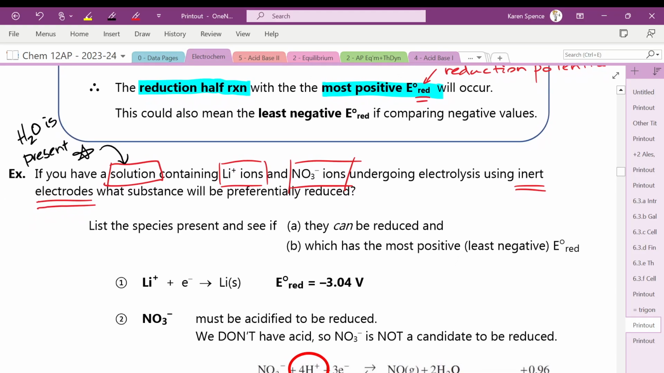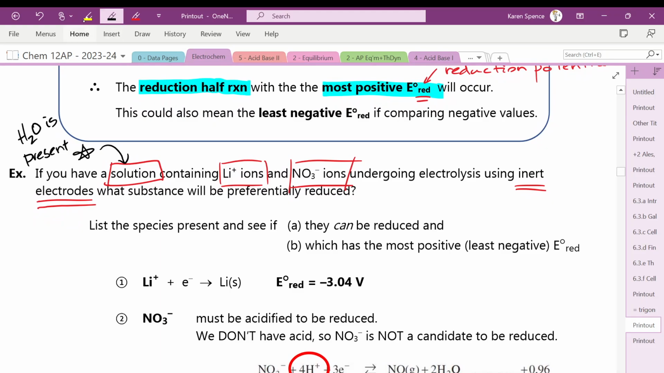So here's what you do. You simply list the species that are present. And you see, can they be reduced? Some of them can't be, right? Like Na+. Oh no, Na+ can be reduced. Cl- cannot be reduced, okay? Can it be reduced? And if they can be reduced, which has the highest reduction potential? Because whichever one has the highest reduction potential is the most thermodynamically favored, okay?